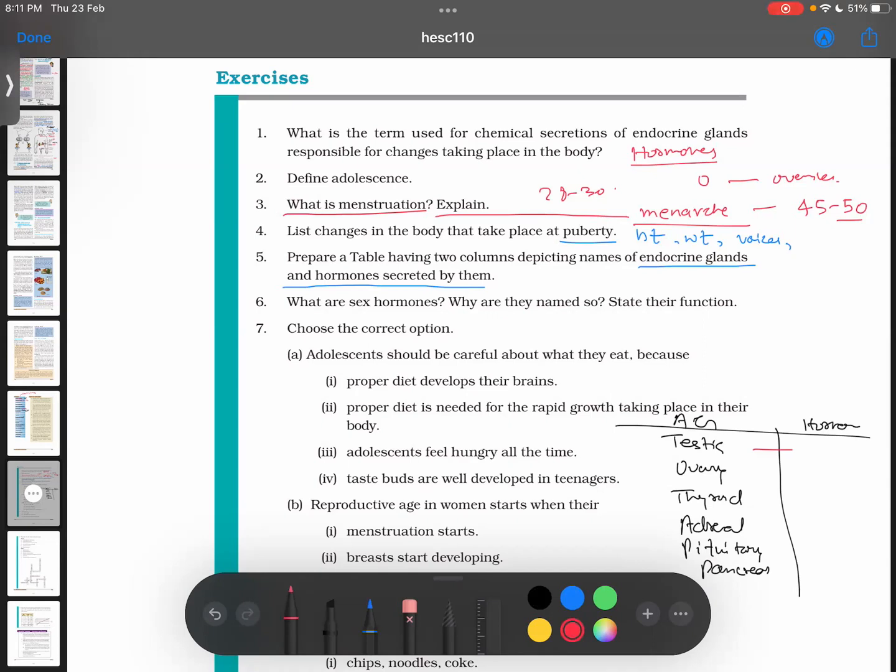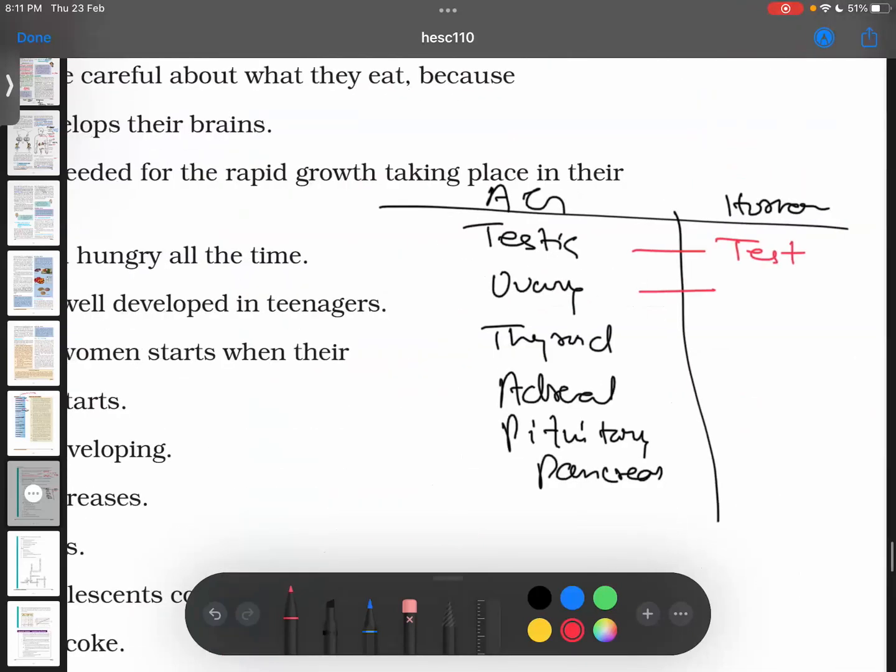You already know testis, it secretes testosterone. Ovary, remember the names of the hormones. Ovary secretes estrogen. Thyroid, thyroxine. What about adrenal? The adrenal gland. What is the name of the hormone secreted by it? It's adrenaline.